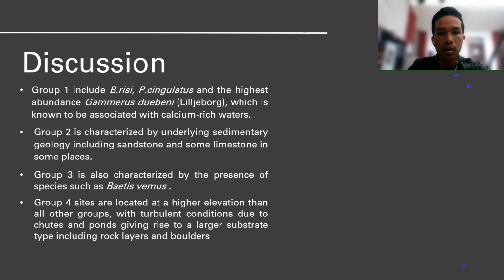Group 2 is characterized by underlying sedimentary geology, including sandstones and some limestone in some places. Group 2 was isolated from Group 1 as the location with the highest abundance of Hydropsyche spp. and H. siltalai. Furthermore, Hydropsyche has been shown to be more abundant in warmer rivers.